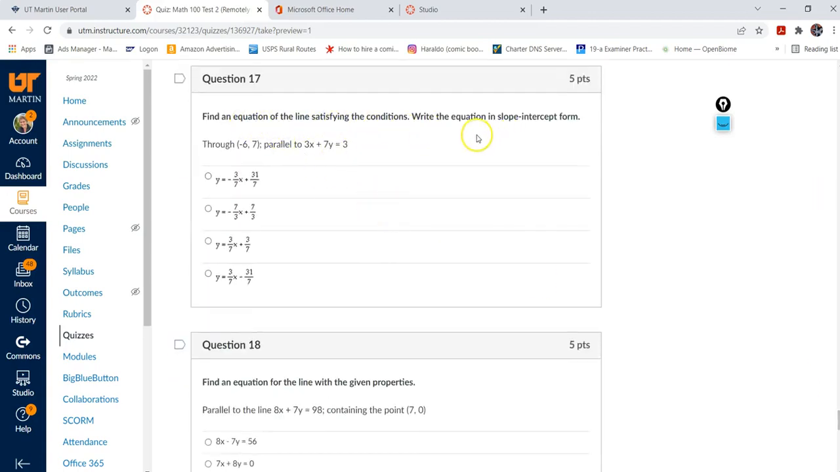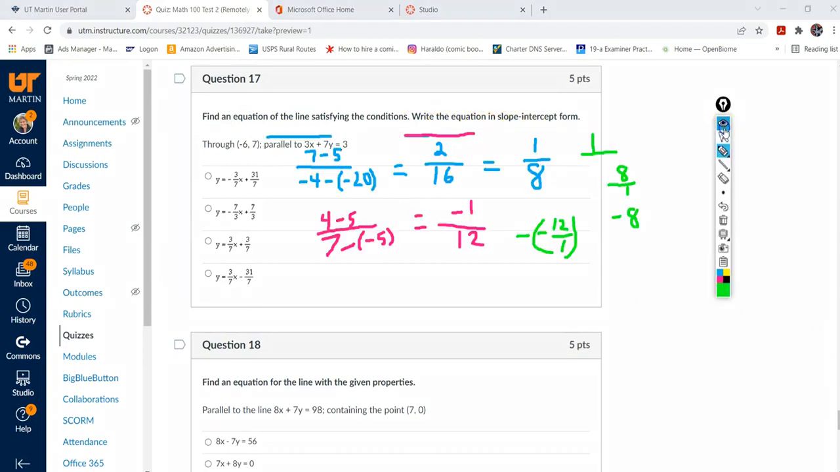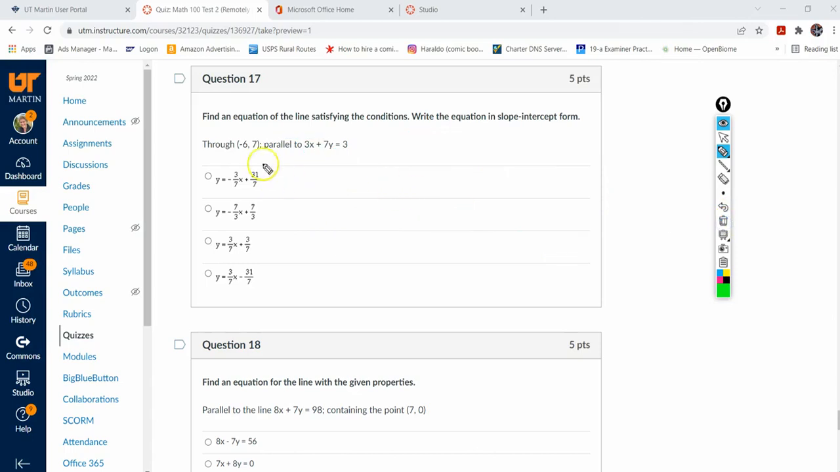Find an equation of the line satisfying the conditions, written in slope-intercept form. Okay. Now the key word here is parallel. So we have to get the slope of this line. It's not in any condition that we can see the slope, so we have to rewrite it. Subtract 3x from both sides, and you'll get 7y equals, and you have to write the x term first, negative 3x plus 3. Then you have to divide everything by 7.